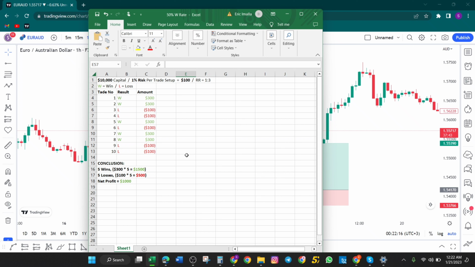And by the way, just a disclaimer, my win rate actually is not even 50%. The strategy that I use, my win rate is roughly 68 to 70%. So that means the gains are even higher.